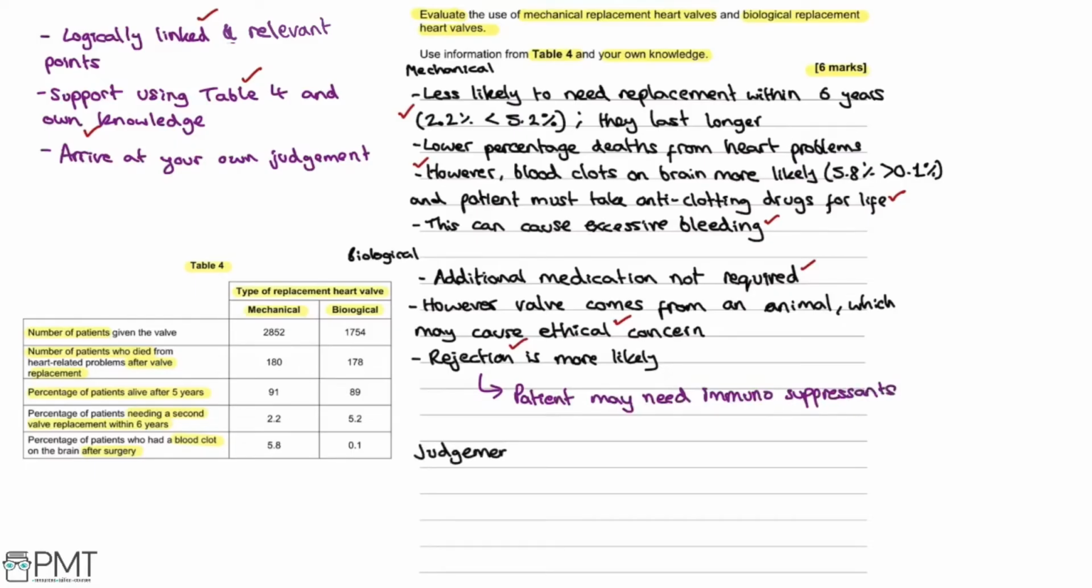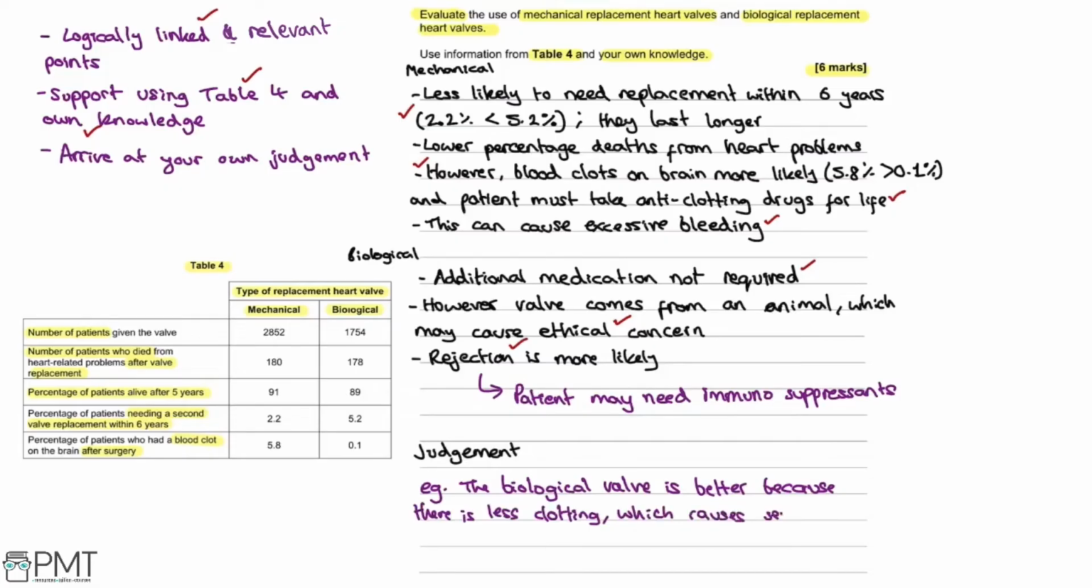Lastly, now that you've made your points, you want to arrive at a final judgment, and this is based on your opinion, so there isn't a specific thing that you have to say in the mark scheme. As an example, we could say that we think the biological valve is better because it doesn't cause so much clotting, and the clotting can cause further problems that might be life-threatening, such as heart attacks.